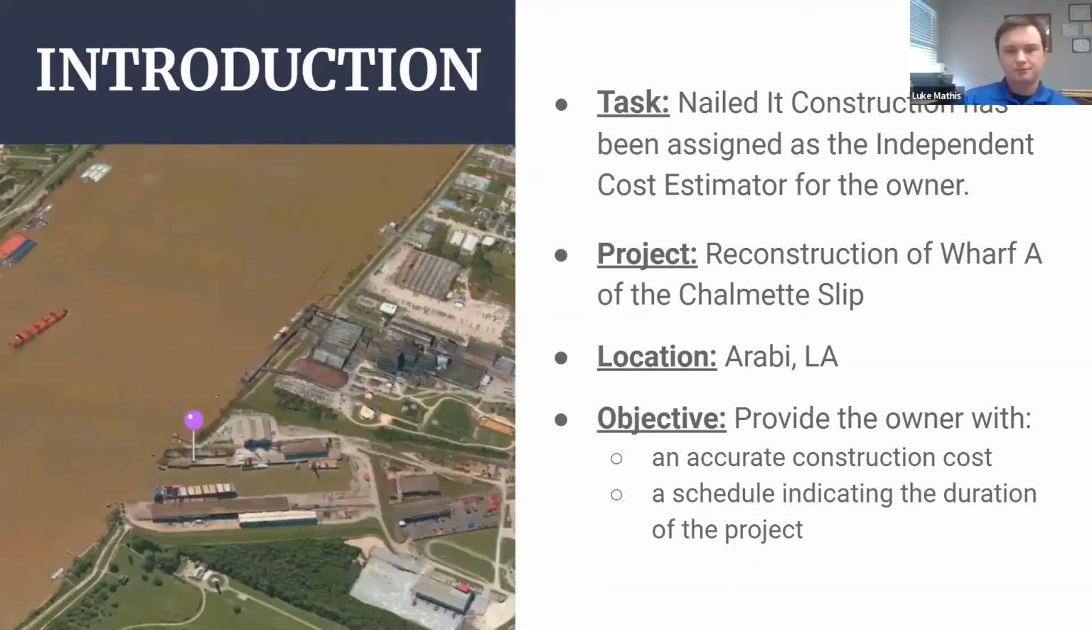So as Mr. Jeter said, we were assigned with the rehabilitation of the Chalmette Slip located in Araby, Louisiana. The slip is used to unload and load barges coming down the Mississippi River. We're acting as independent cost estimators, providing a schedule and an accurate construction cost for the task at hand.